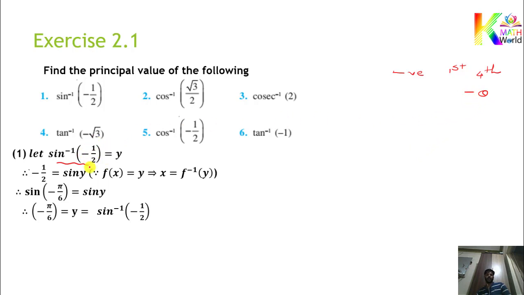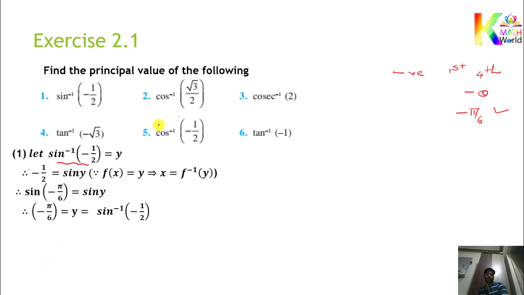So tell me, what is the value of 1 by 2? Sin 30. For sin 30, you need to consider the angle as minus, so minus 30 degree, which means pi by 6. So what is the answer of sin inverse of minus 1 by 2? Minus pi by 6. Okay.